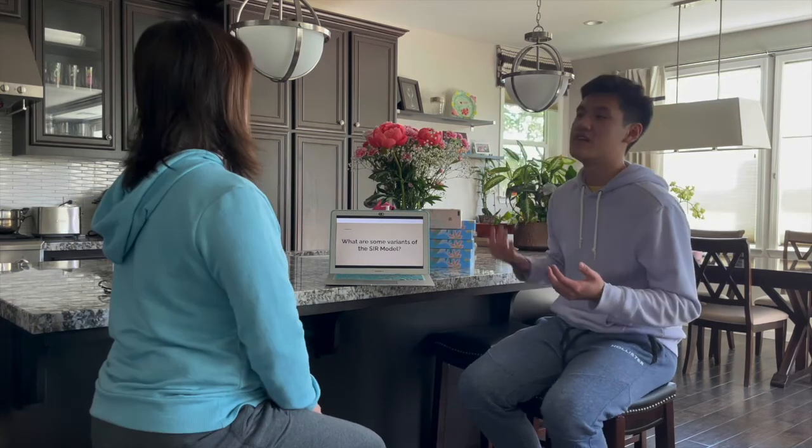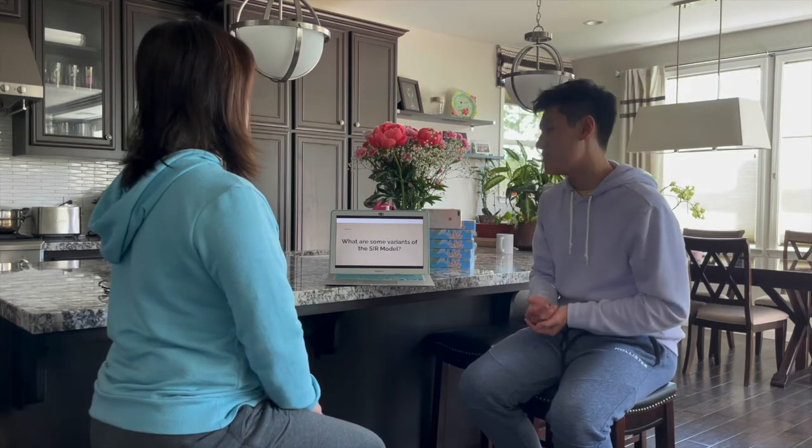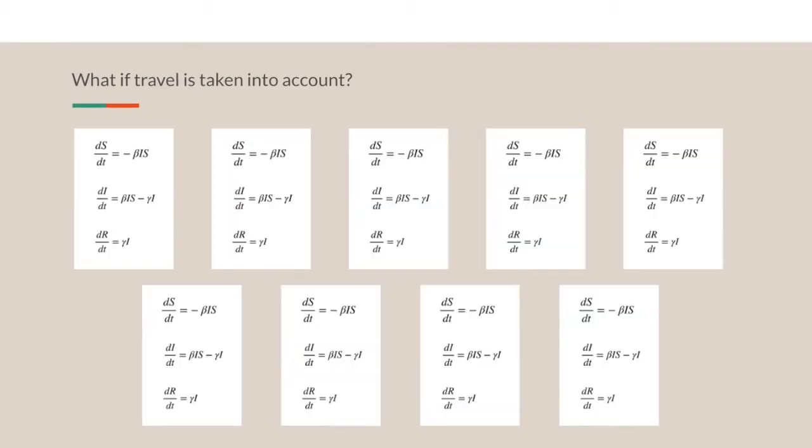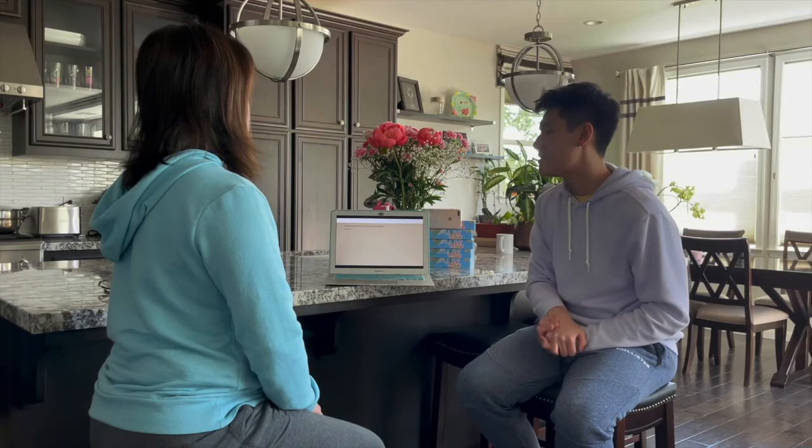Models are simplified, but we can modify or manipulate these models to include more of the confounding variables found in reality. So we call those SIR model variants. What if travel is taken into account? They spread it to each other, right? Yeah. Okay, what happens if we consider vital dynamics?